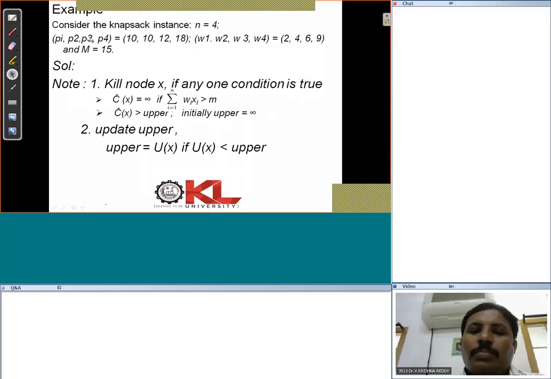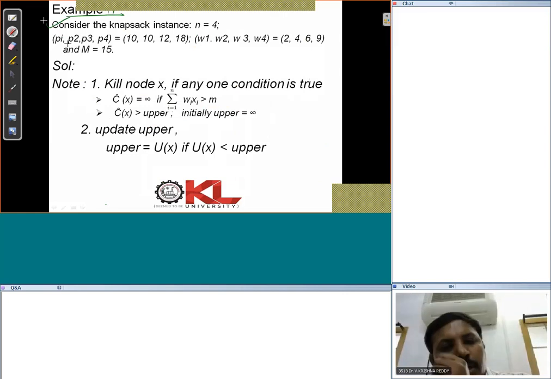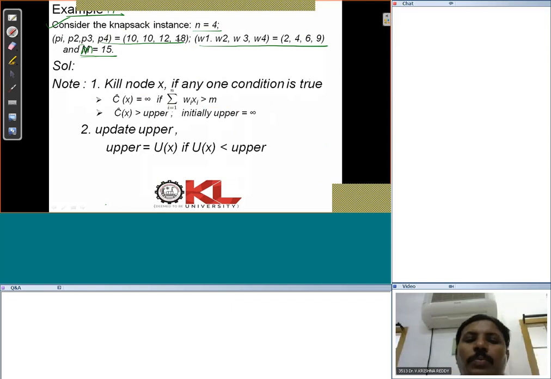Take one example for the implementation of FIFO-BB. All of you please note down this example in your running notes. This is example 1. The capacity of knapsack is 15, that is, small m is 15, and the number of objects is 4. The respective weights are 2, 4, 6, 9. The respective profits are 10, 10, 12, 18. All of you please note down.